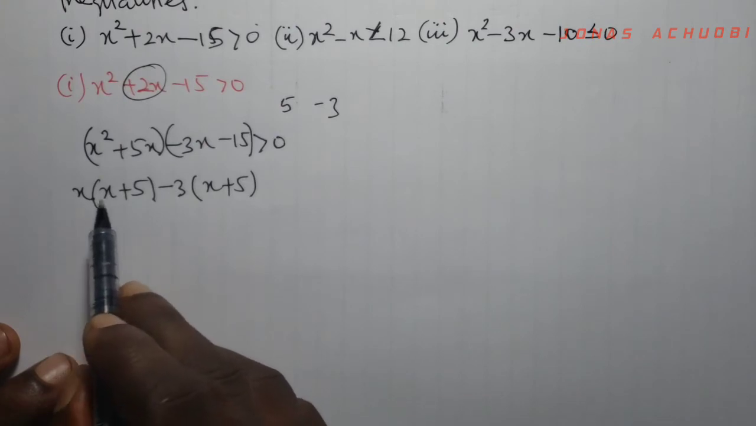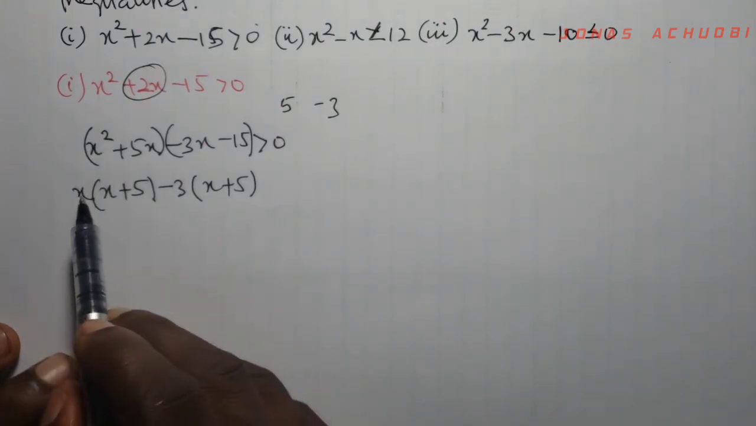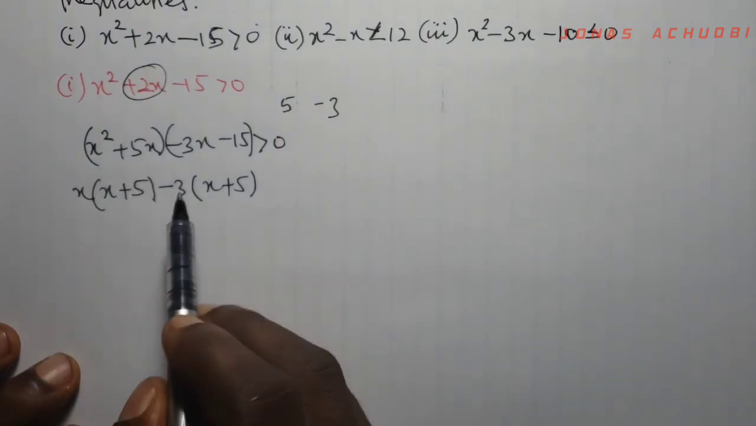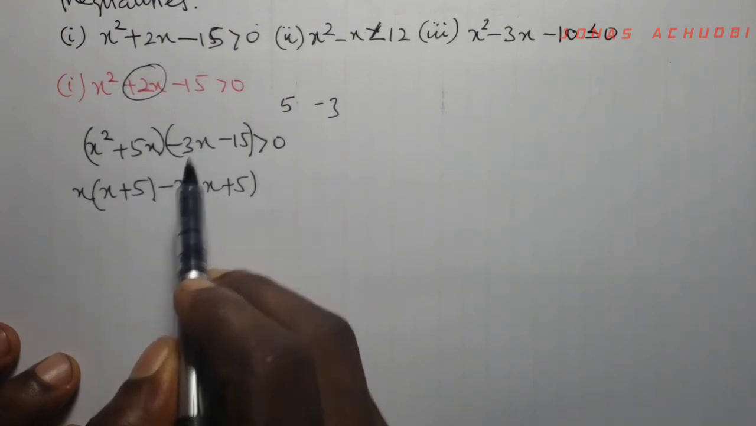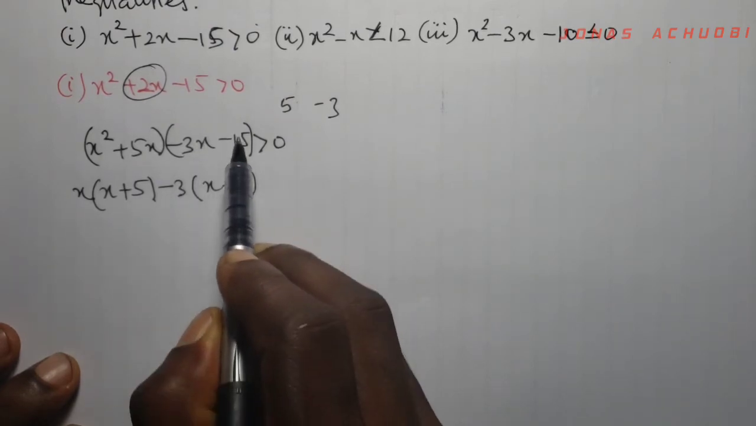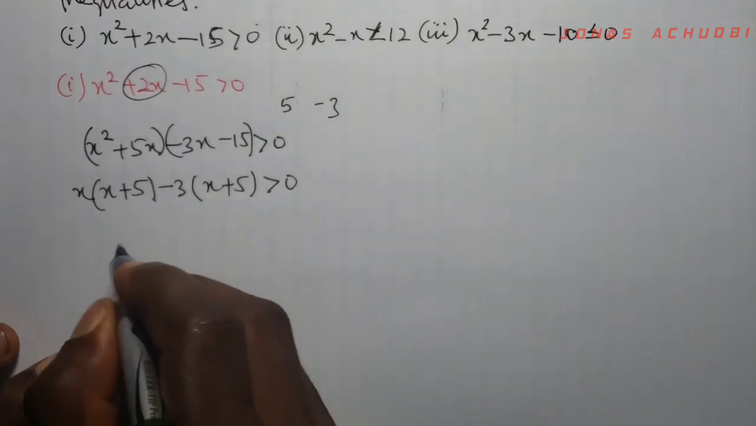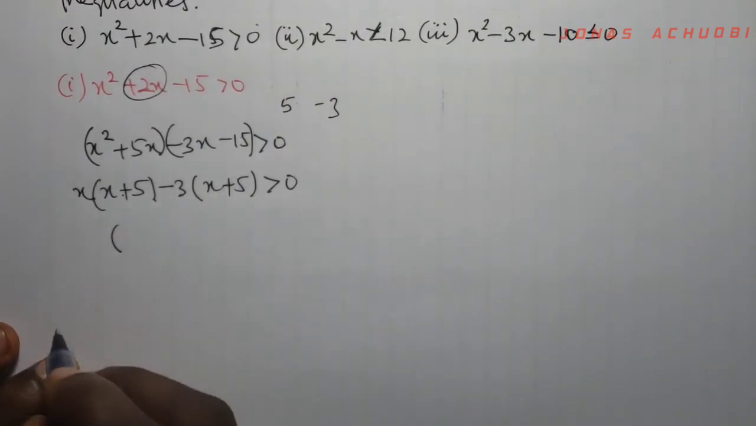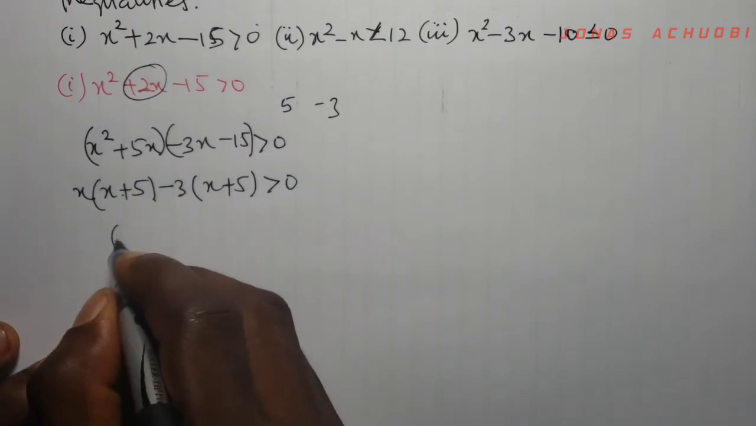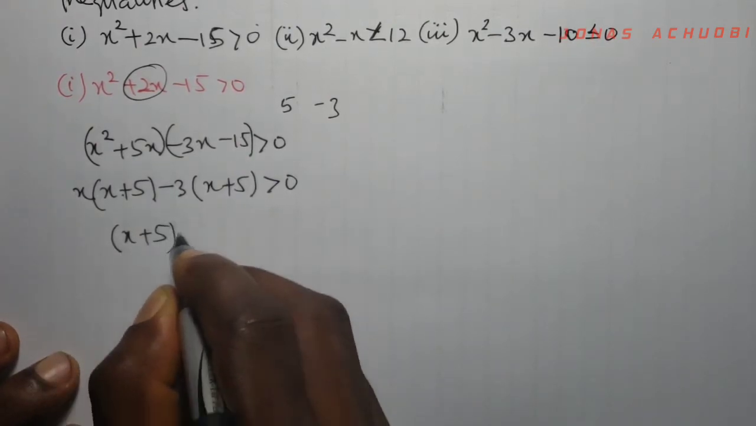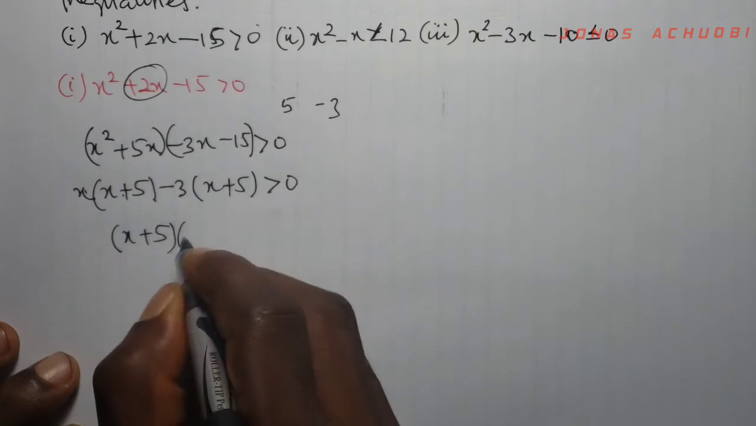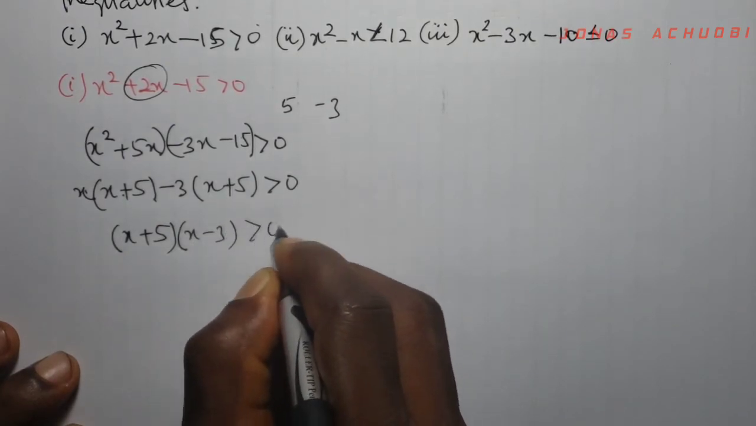We check. X times x, x squared, okay. X times 5 is 5x. Minus 3 times x is minus 3x. Minus 3 times 5 is minus 15. So we are fine. Greater than what? 0. So this means that there are 2 brackets here which are the same. We take one, x plus 5, and we take x and minus 3. X minus 3 is greater than 0.